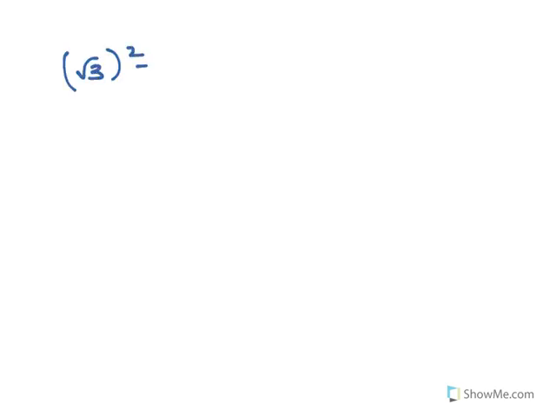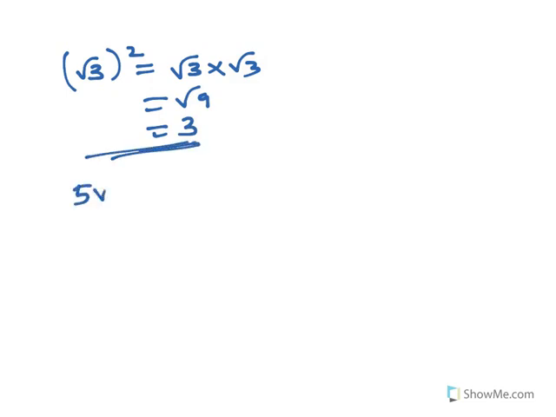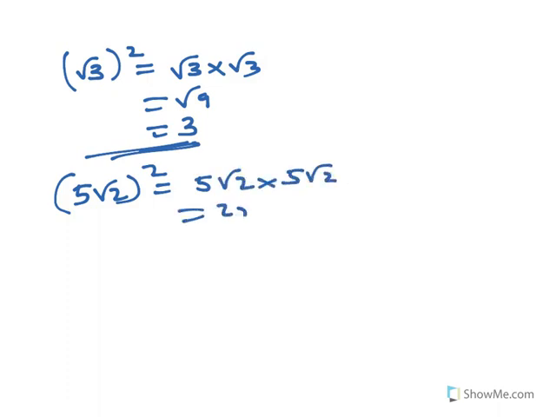Another thing just to look at is when you have a square. So let's just say you square a surd, alright? That's root 3 times root 3, which is root 9, which ends up giving you 3. If I have 5 root 2 all squared, that would be 5 root 2 times 5 root 2, which is 25 root 4, which is 25 times 2, which is 50.